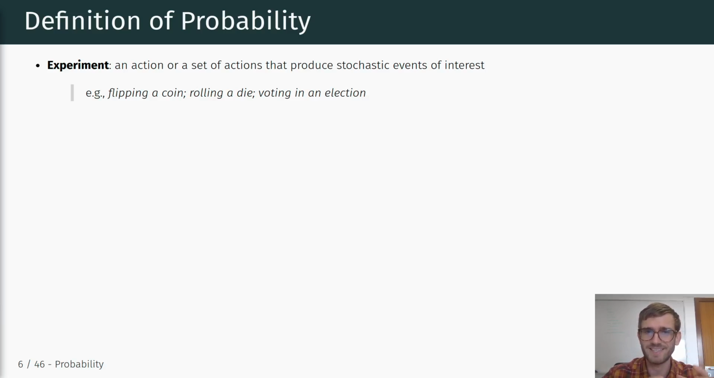I mentioned the idea of an experiment, right? And the experiment here is different from the experiment that we talked about when we talked about causal inference and randomized controlled trials. When we talk about experiments in probability, all we mean is an action or a set of actions that produces stochastic events of interest, right? So flipping a coin, rolling a die, or voting in an election is an experiment in the context of probability theory, right? It's an action that has a stochastic component that creates some outcome, and we're interested in the probabilities of these outcomes occurring versus not, right?